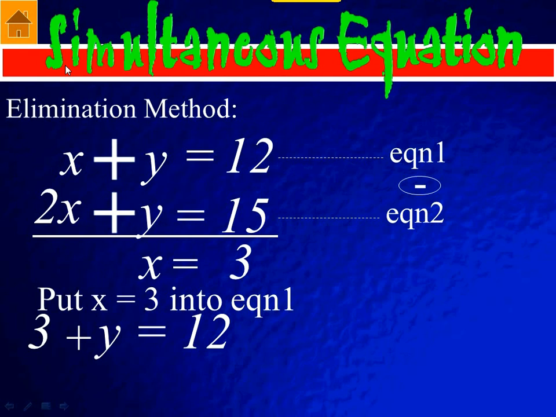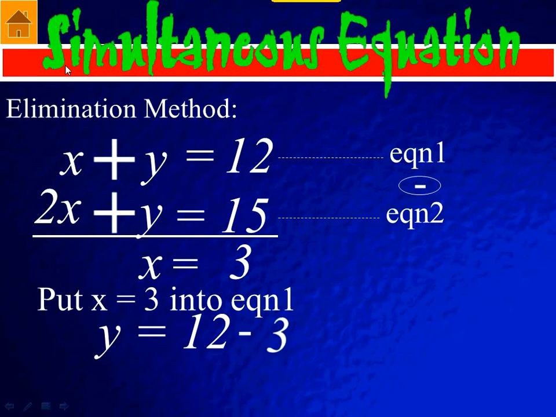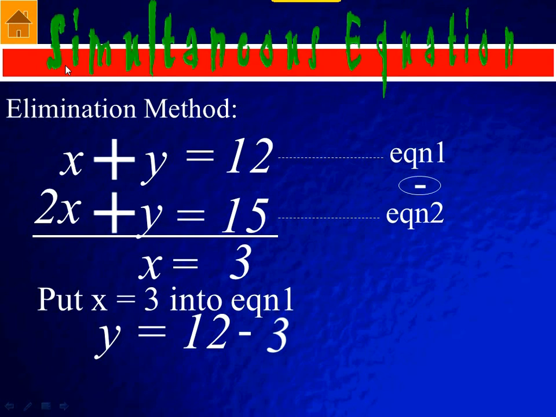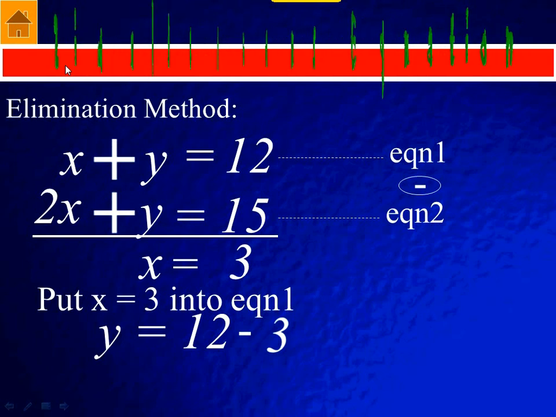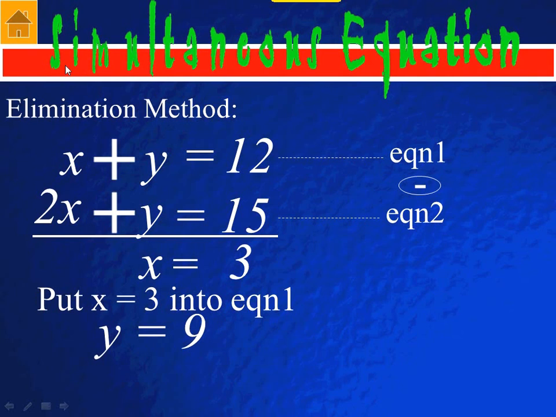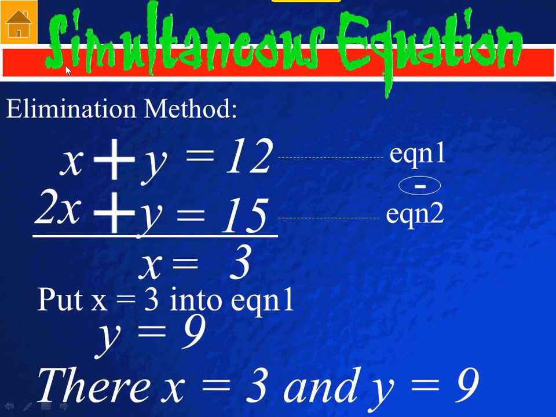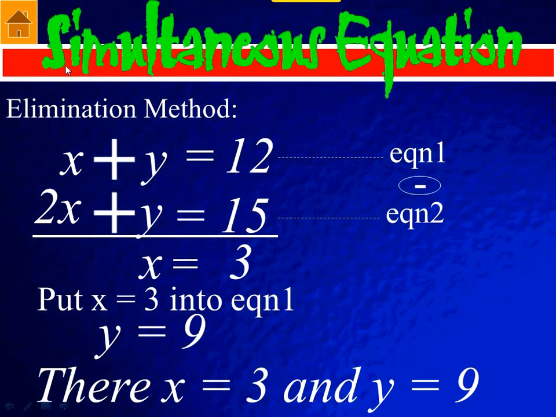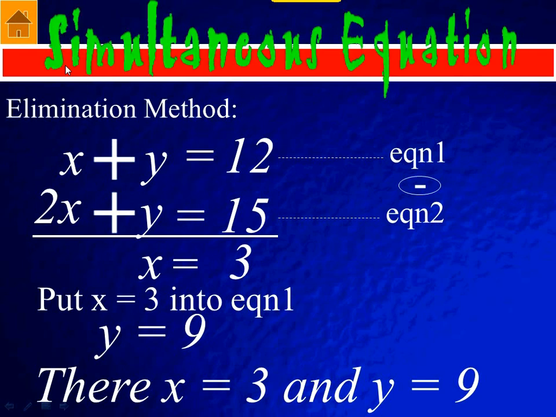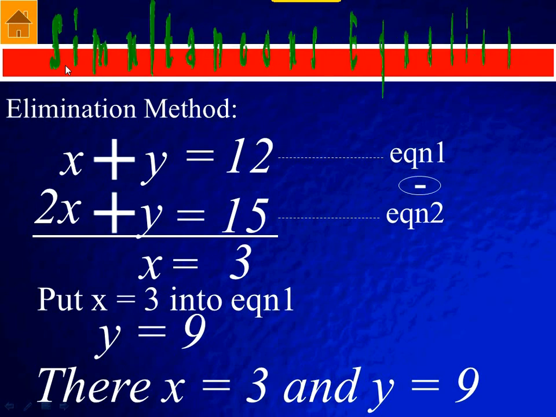When a positive 3 goes across the equal sign, it changes sign and becomes a minus 3. So therefore y is equal now to 12 minus 3, and that gives us y equal to 9. Therefore, our two values: x equals 3 and y equals 9. Sorry about that. x equals 3 and y equals 9.